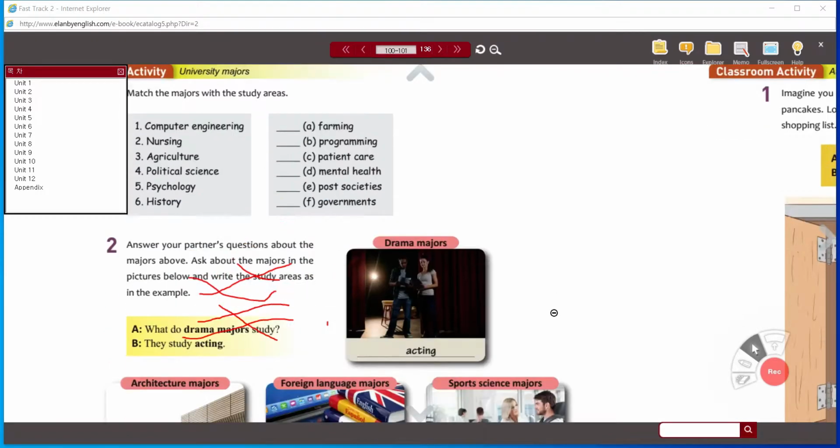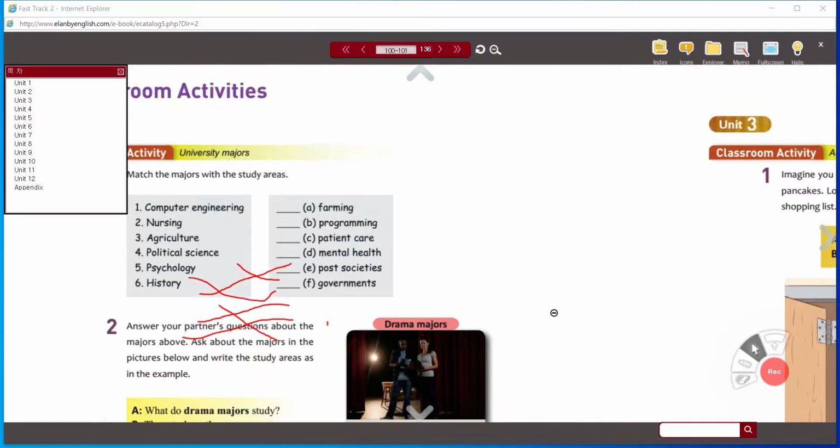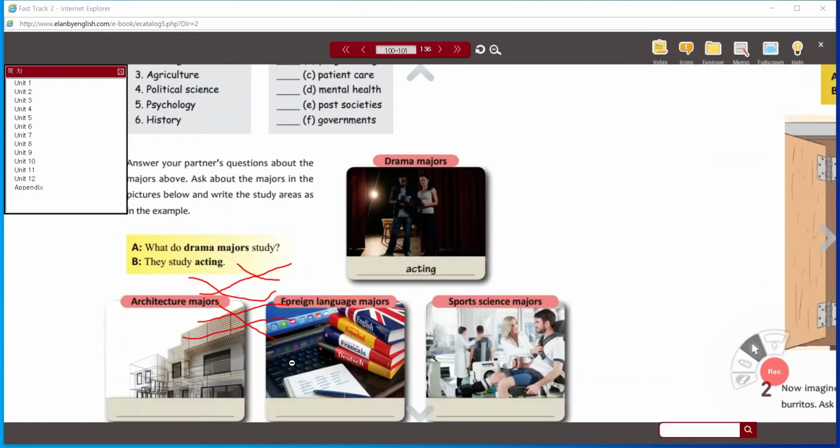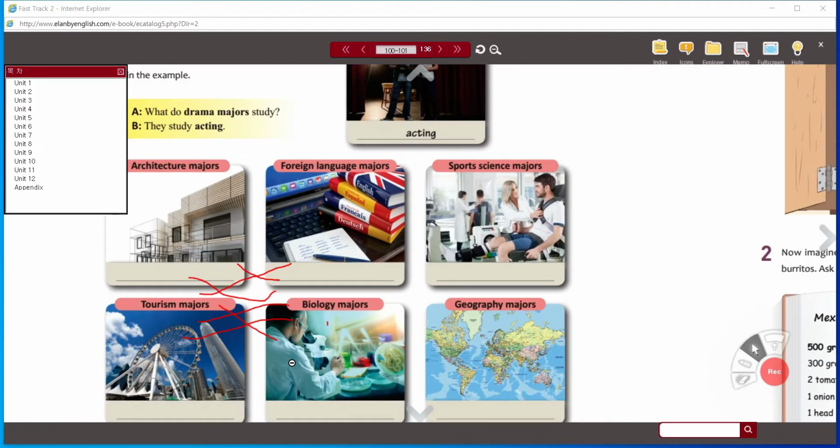All right, once you've done that, your partner is going to ask you questions about what people in these majors study. Your answers are here. For you, you're also going to ask your partner questions about his list on page 8. You're going to ask your partner about architecture majors, foreign language majors, sports science majors, tourism majors, biology majors, and geography majors.